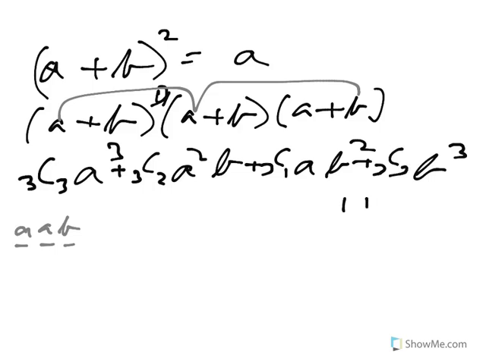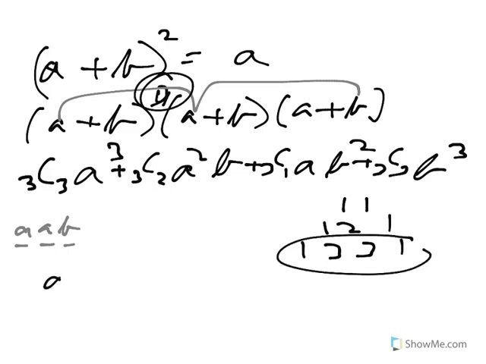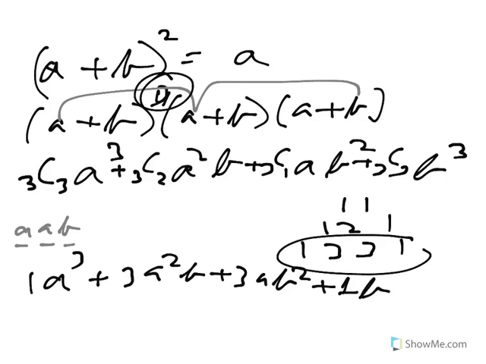Now those numbers, if this number here is small enough, we can actually make a little Pascal's triangle to get the coefficients. So it's going to be 1a to the third plus 3a squared b plus 3ab squared plus 1b cubed. When you do that, it's called binomial expansion, when you're raising something to a power. So a plus b to the n power.